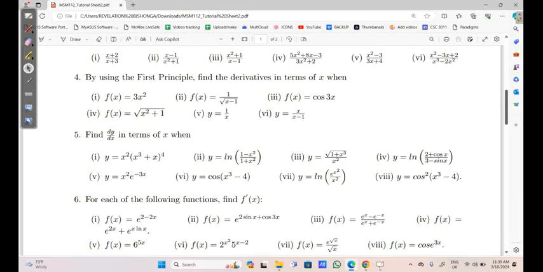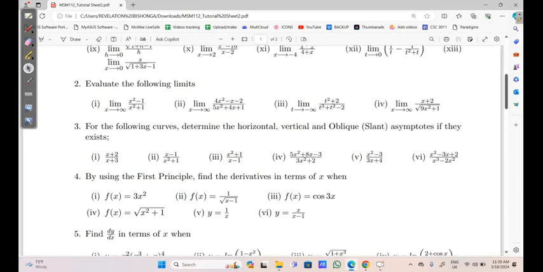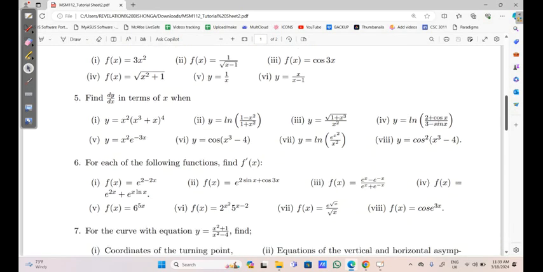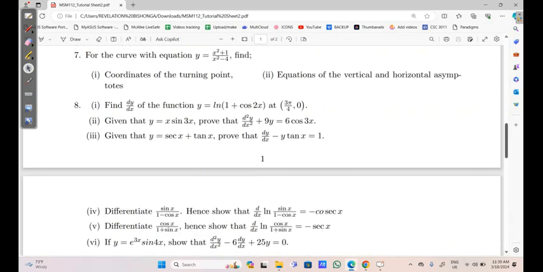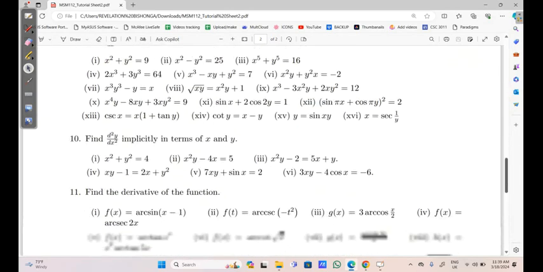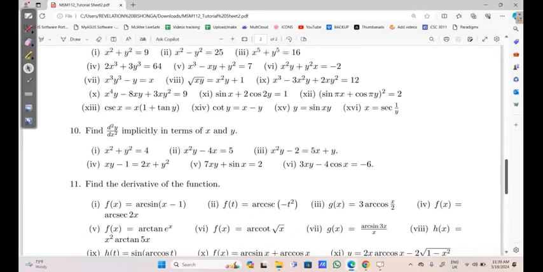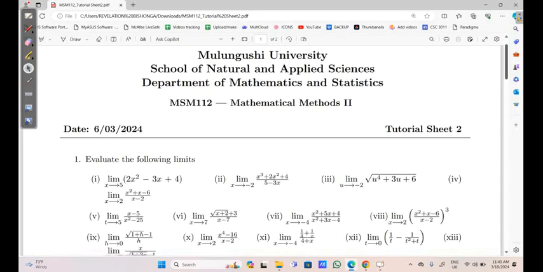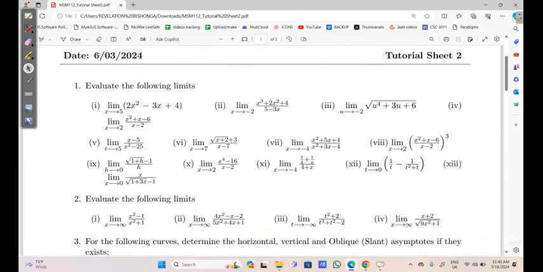Question 2 as well, we're simplifying. Question 3, question 4, first principle. And then we have other questions that have been answered under differentiation. So watch the video to the end to understand all these concepts. Let's start with the limits part, the very first one. Very interesting. That's basically where we're going to start from.